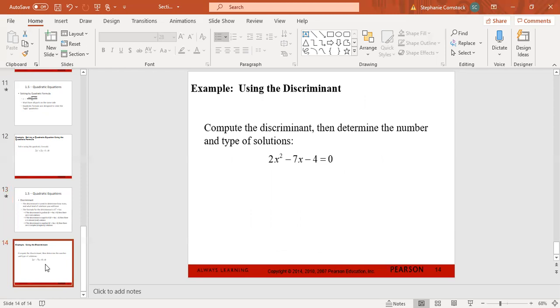So let's take a look. It says compute the discriminant and then determine the number and types of solutions. So I'm going to get this one written down for us here.